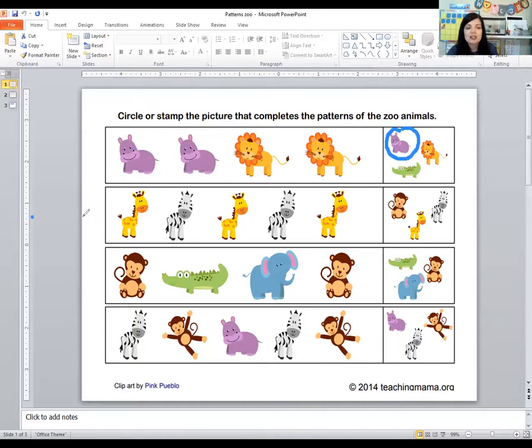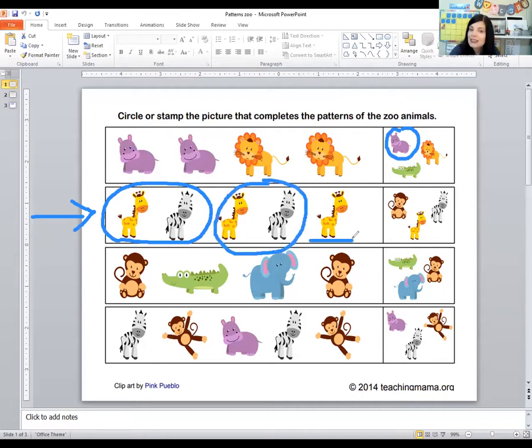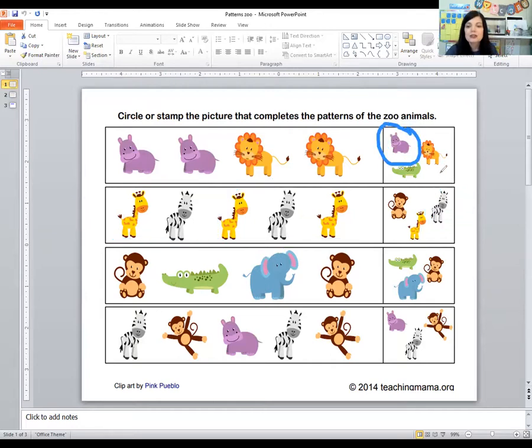I see a giraffe and a zebra. Oh, and then it goes back to giraffe. So when it starts back over, you know you found your pattern. Let's say the pattern together. Giraffe, zebra, giraffe, zebra, giraffe. What comes next? Zebra. Good job. Zebra is next. So circle the zebra. Okay, let's do the next one.